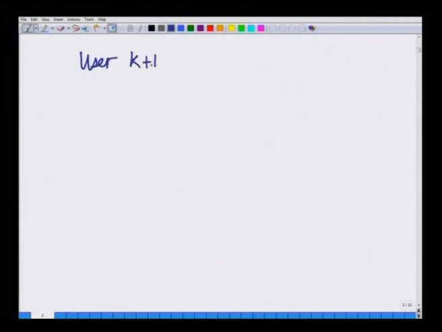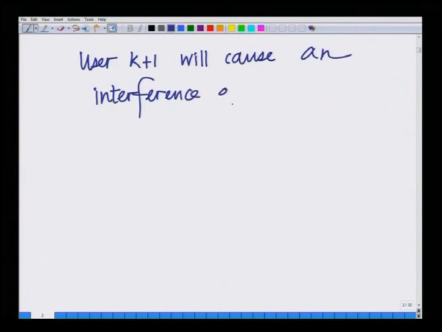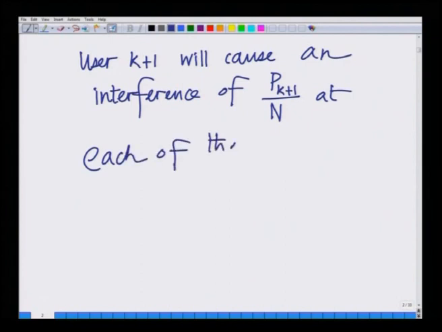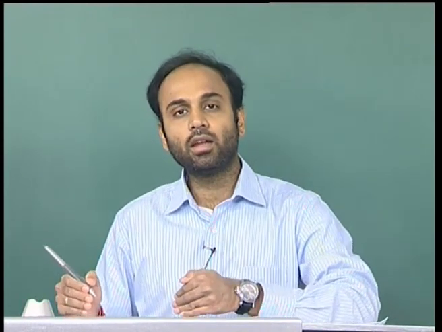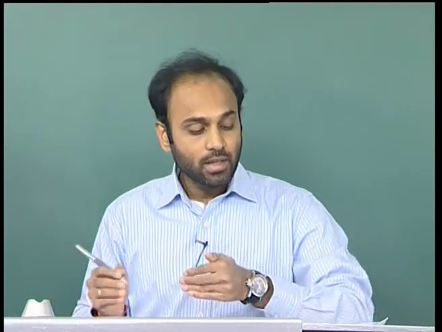So, in fact, I can generalize this by saying user k plus 1 will cause an interference of P k plus 1 over n at each of the users 0, 1 up to K. That is, this user of index k plus 1 will cause an interference of P k plus 1 over n at user 0, P k plus 1 over n at user 1, and so on and so forth, P k plus 1 over n at user capital K. Hence, this interference caused by the user k plus 1 is not restricted to one user, but it is distributed amongst all the existing K users.